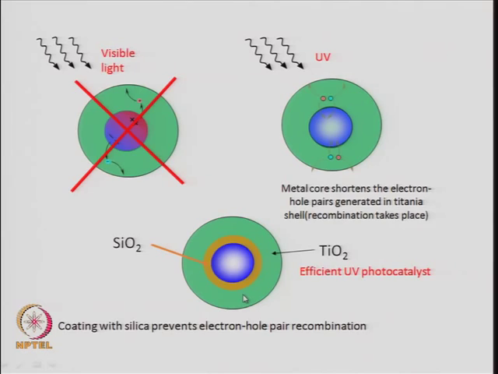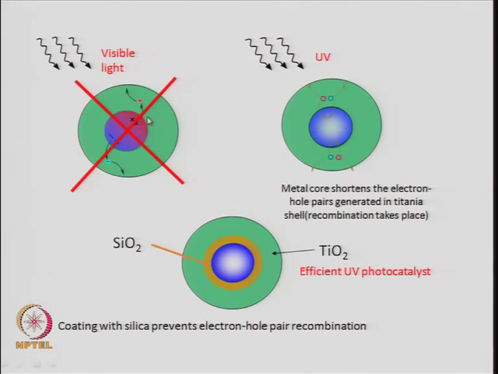So, this is another design of core shell structures, where you have made titania to be active in the UV efficiently. Of course, still it is not active in the visible with this configuration, but it is active in the UV and the efficiency is high by putting a silica layer in between the metal core and the outside titania, which will actually create electron hole pairs when UV light shines on it. So, these are three models. One model is not effective in visible light, the second model is not effective in visible light and also not efficient in UV light, and this is a model which is not effective in visible light, but is a very good catalyst in UV light.